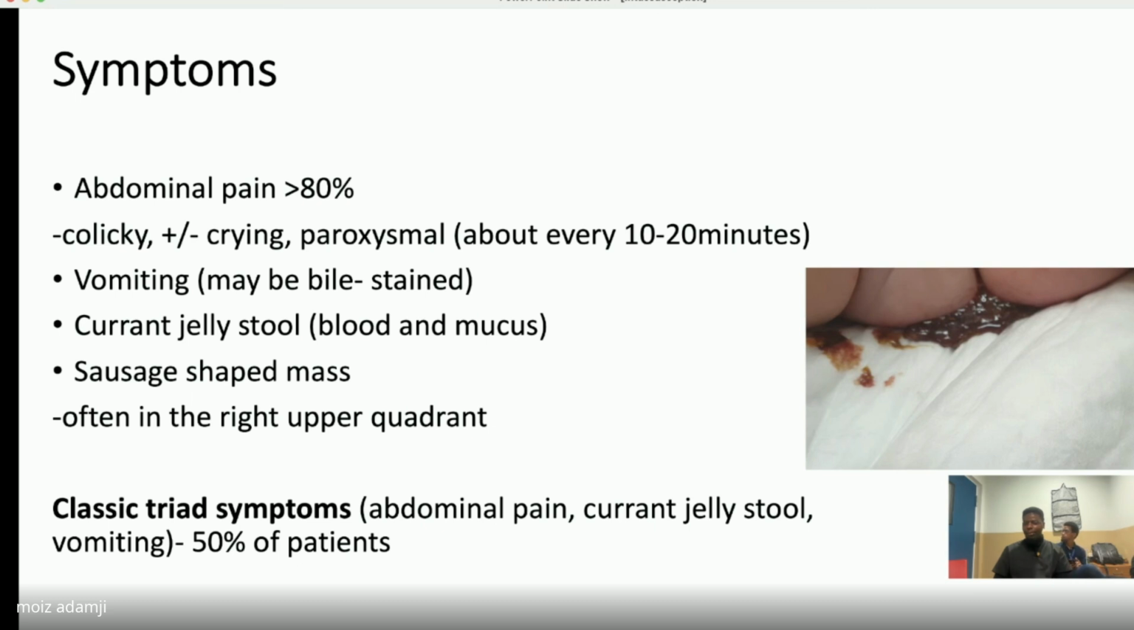So whenever you have a patient with these symptoms, abdominal pain, currant jelly stool, and vomiting, you should think about intussusception. There is an image of currant jelly stool, as you can see. Sometimes it's very difficult. It may not be like real blood, the bright red blood. It may not be like that.